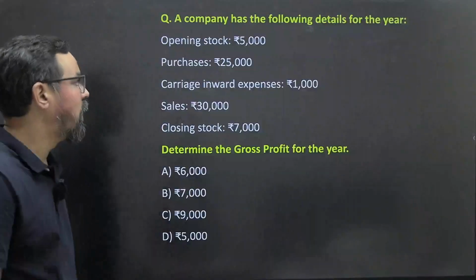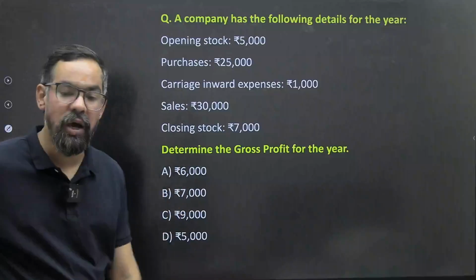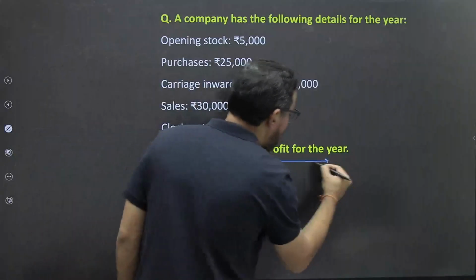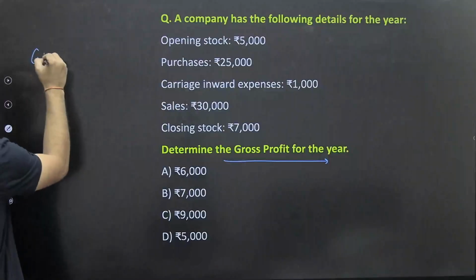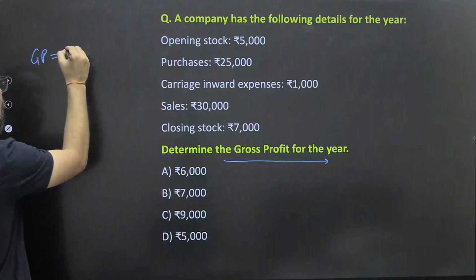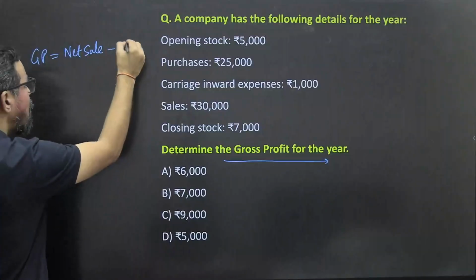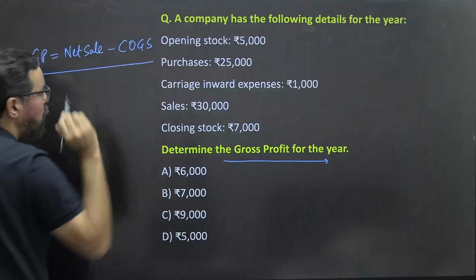Now what type of question will you see? This is a question for 2 marks. The question is around gross profit, so you have to calculate gross profit. How do we calculate gross profit? Gross profit is equal to net sales minus cost of goods sold. This is the formula.